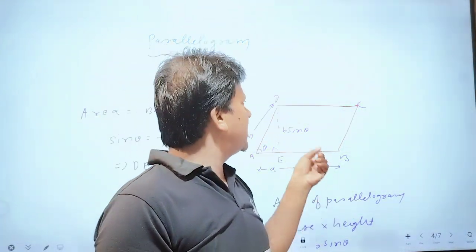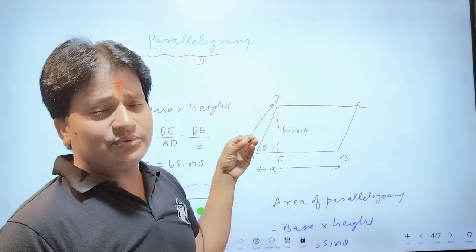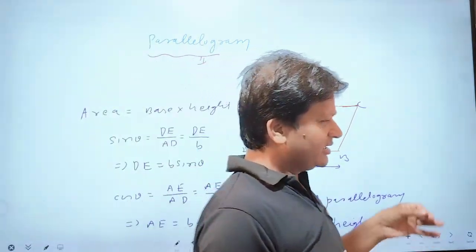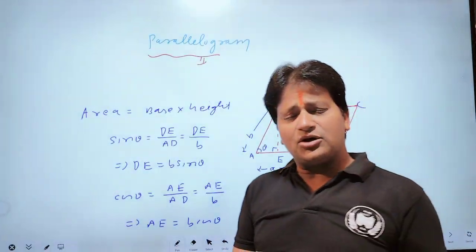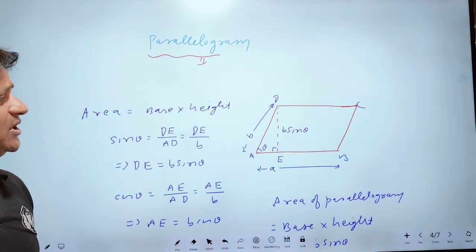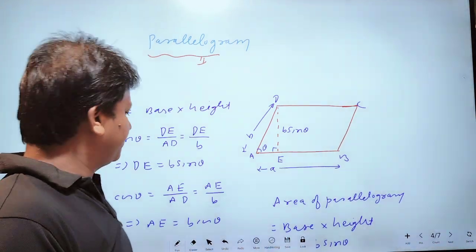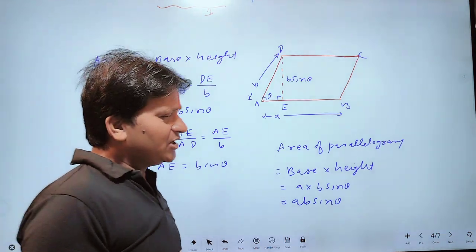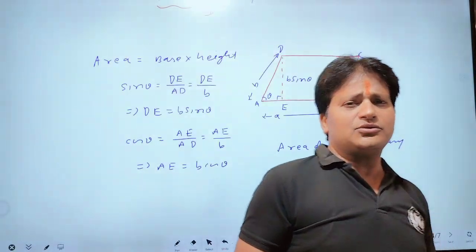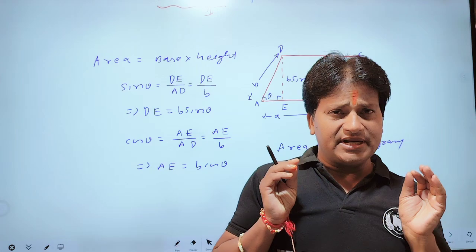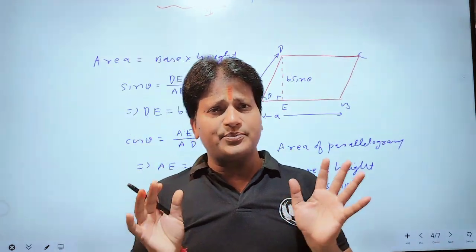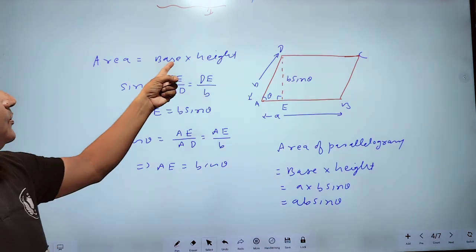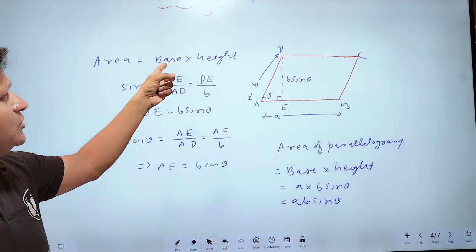In this geometry, the lengths of both diagonals are not equal, but in a rectangle and a square, the length of both diagonals will be the same. Okay. A rectangle and a square are also parallelograms. Area of a parallelogram will be equal to base into height.